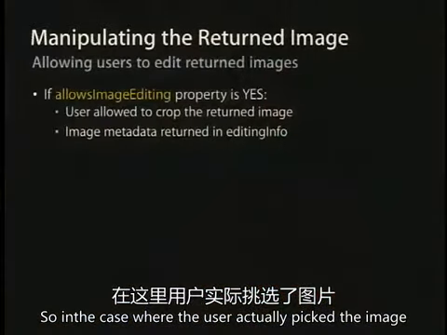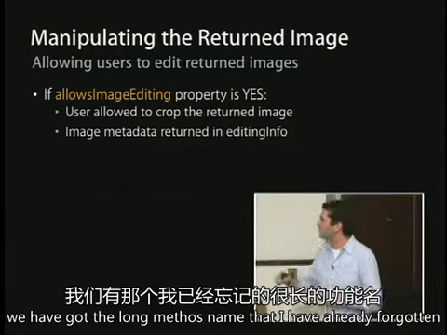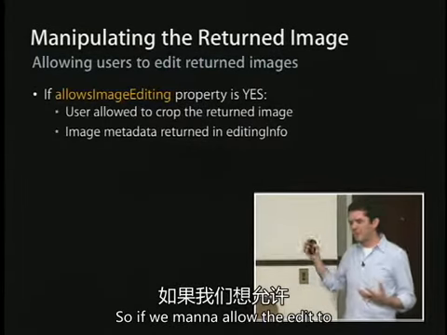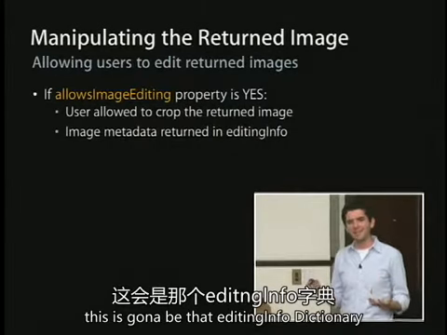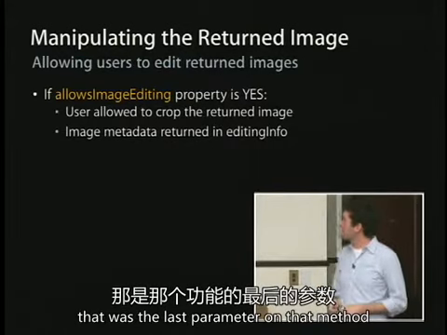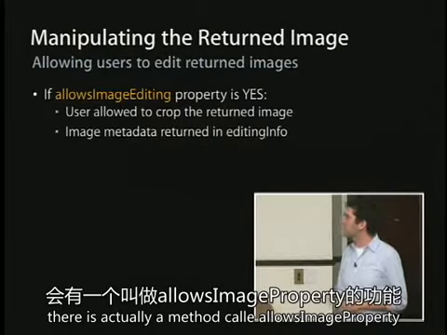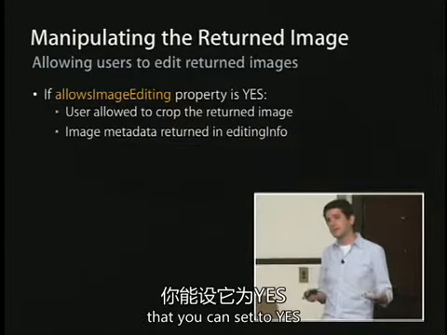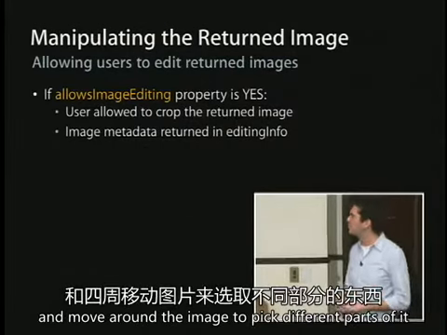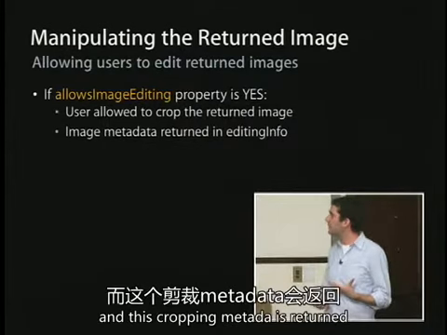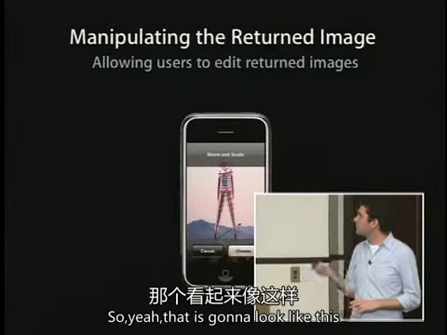All right, so in the case where the user actually picked the image, we've got the long method name. If we want to allow the user to edit the resulting image, this is going to be that editing info dictionary that was the last parameter on that method. When you allocate your UI image picker controller, there's a property called allows image editing that you can set to yes. That defines that the user can pinch and scale and move around the image to pick different parts of it. So it allows the user to crop it, and this cropping metadata is returned in that editing info dictionary.